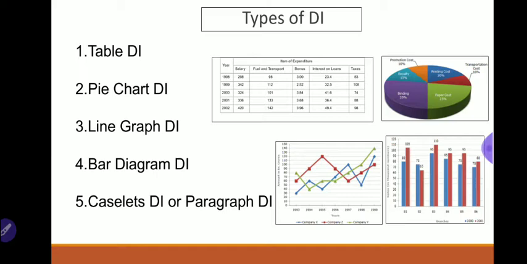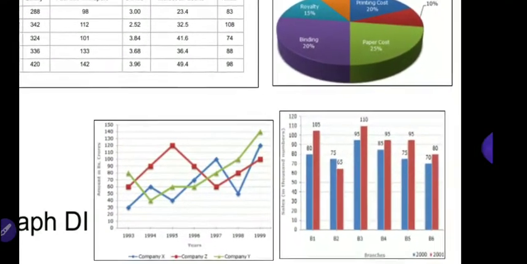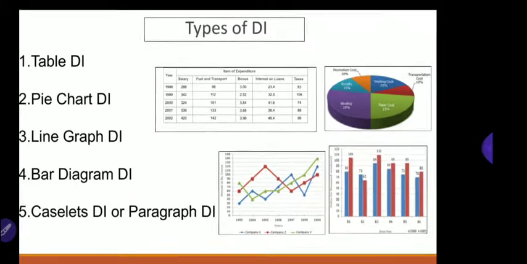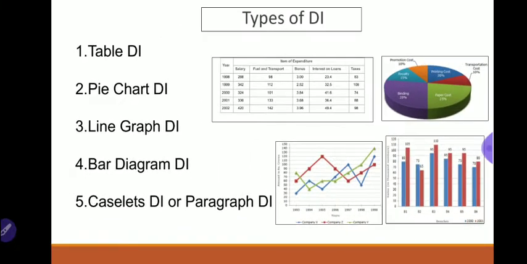Such information may also be given in the form of graphs, which will be called line graph DI. Fourth type is bar diagram DI. In this, a bar diagram will be given in which on the x axis there will be, suppose, B1, B2, B3 batches, and on the y axis some different thing. Here it is sales in thousands. Two bars are there, represented in blue and red. Blue represents the year 2000 and red represents 2001. So that kind of data will be given in different forms. Here it is given in bar diagram form.